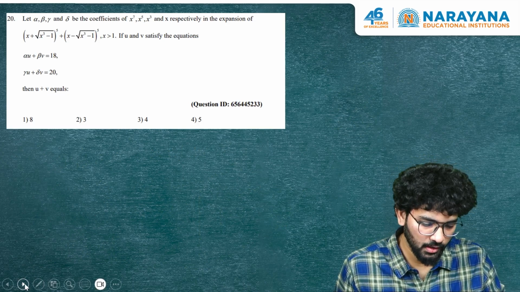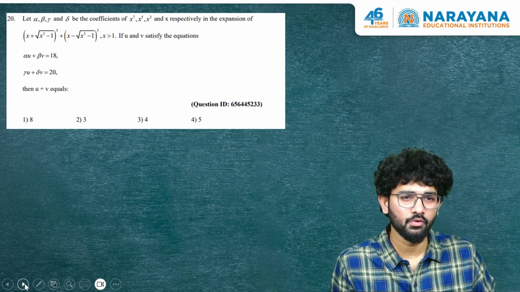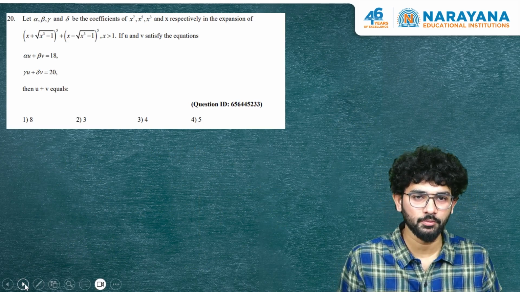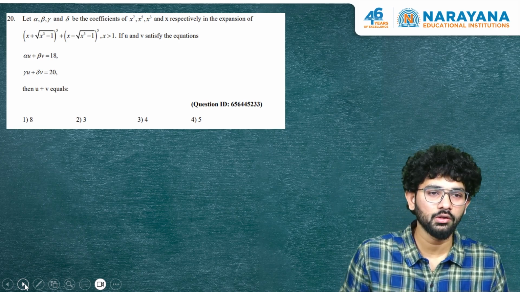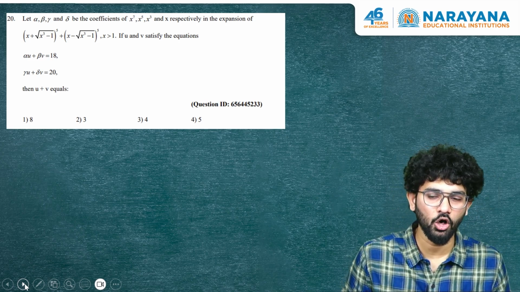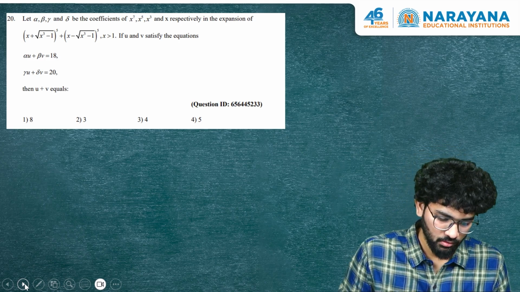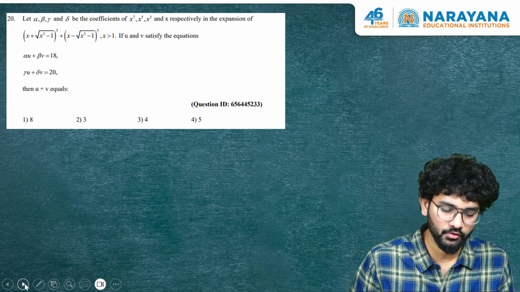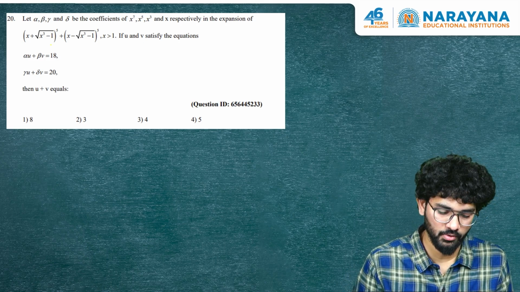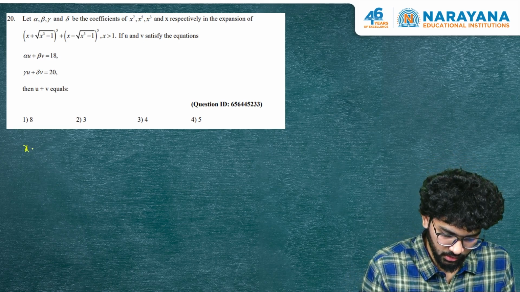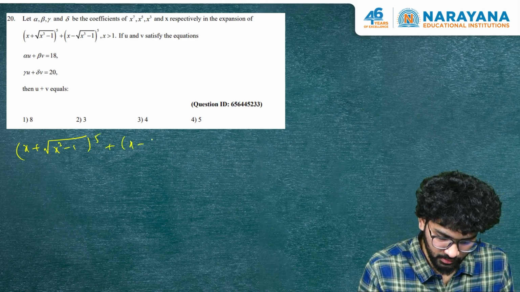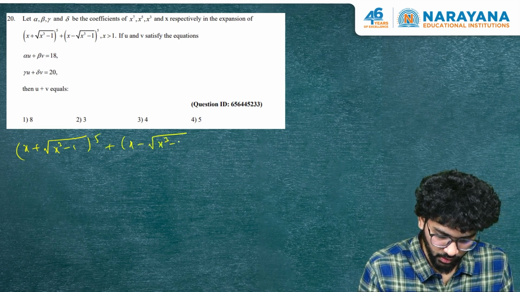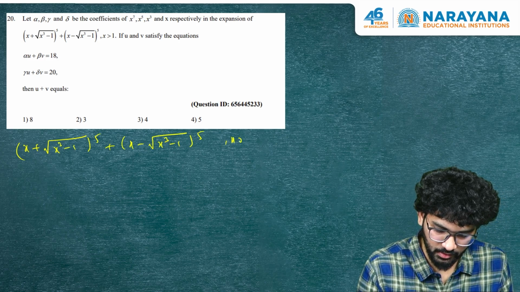Alpha, beta, gamma, delta be the coefficients of x power 7, x power 5, x cube and x respectively in the expansion. So if you see, all the even powers will get added, odd powers will be eliminated. Odd powers of this square root of x cube minus 1 will be eliminated. So I am taking x plus square root of x cube minus 1 whole power 5, plus x minus square root of x cube minus 1 whole power 5, where x is greater than 1.